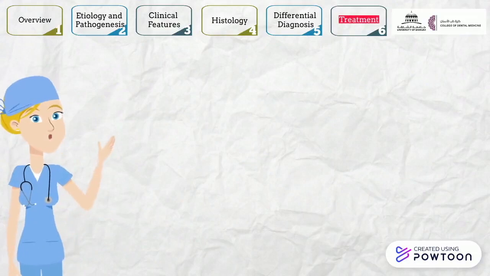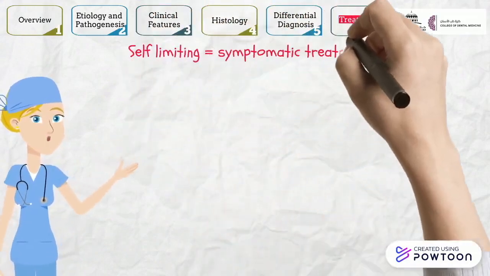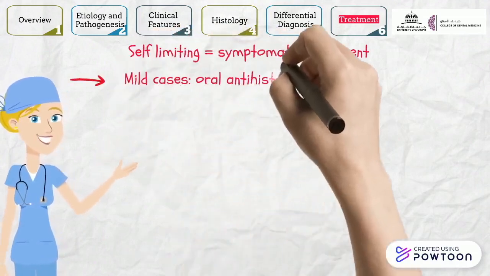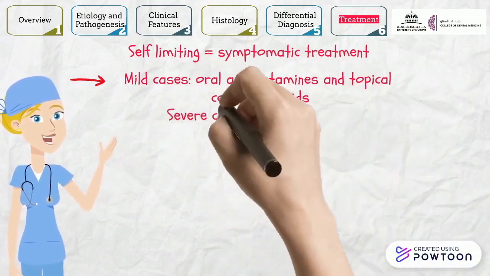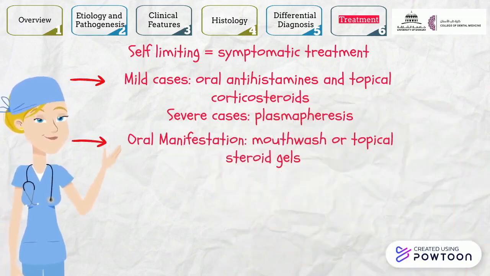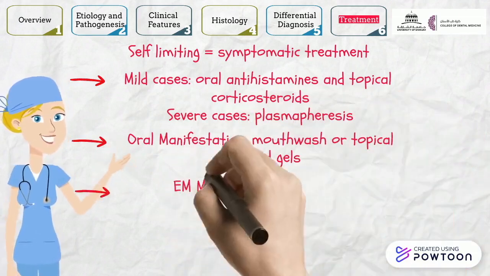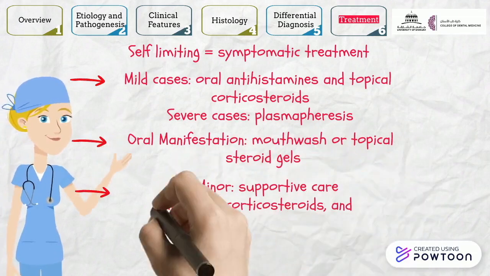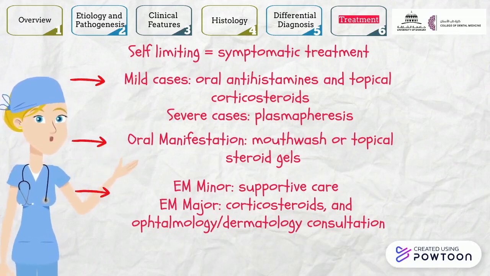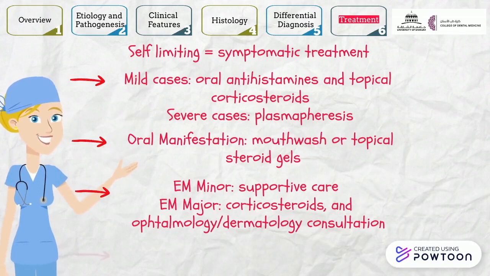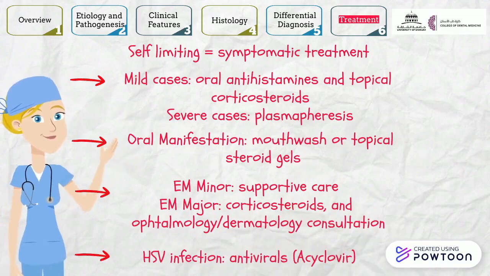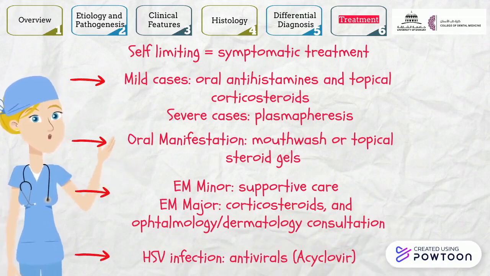Shifting gears to the practical side, erythema multiforme is self-limiting, so most treatment is symptomatic. This includes oral antihistamines and topical corticosteroids for mild cases, mouthwashes or topical steroid gels for oral disease. In EM minor, there is no mucous membrane involvement and no systemic signs. It is usually self-limited, so supportive care is sufficient. In EM major, where there is involvement of mucous membranes and systemic signs, treatment demands corticosteroids, although controversial, and an ophthalmology consult for ocular involvement. Early treatment with acyclovir may lessen the number and duration of cutaneous lesions for patients with coexisting or recent HSV infection.